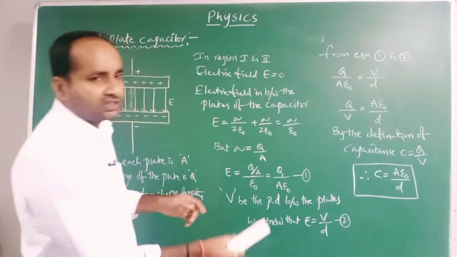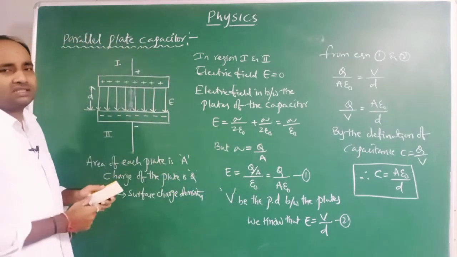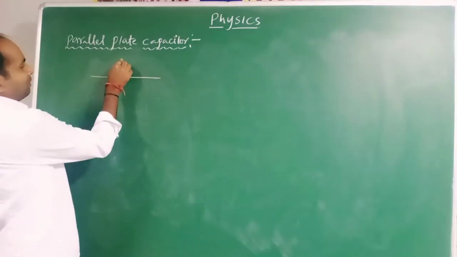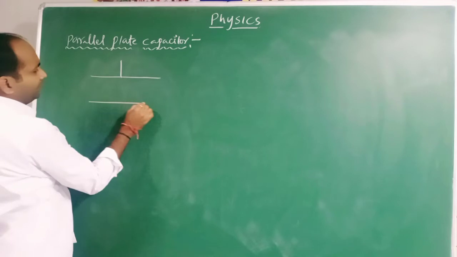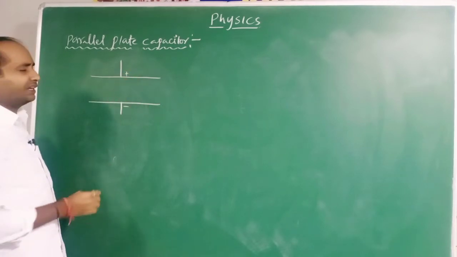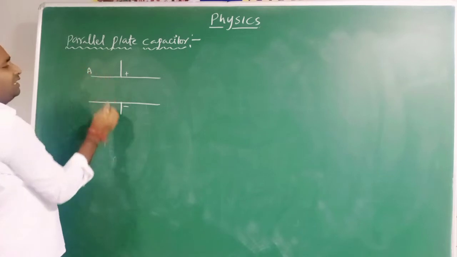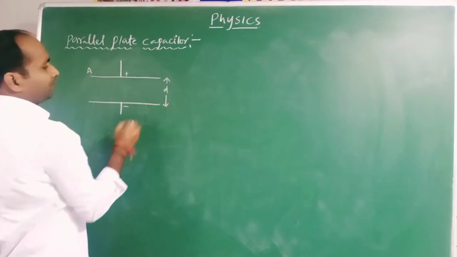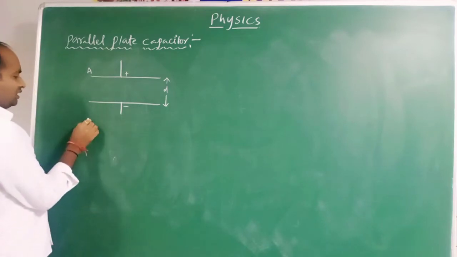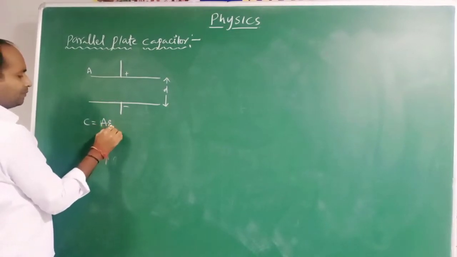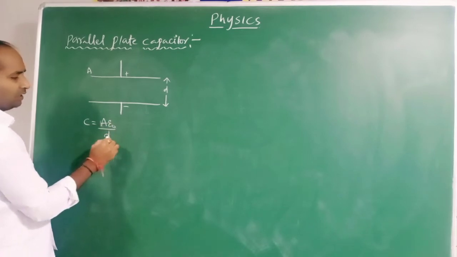This is about the expression for the capacitance of the parallel plate capacitor. This is a parallel plate capacitor here. Given this is a positive charge and here a negative charge, if A is the area of each plate and D is the distance between the plates, C is equal to A epsilon naught by D.